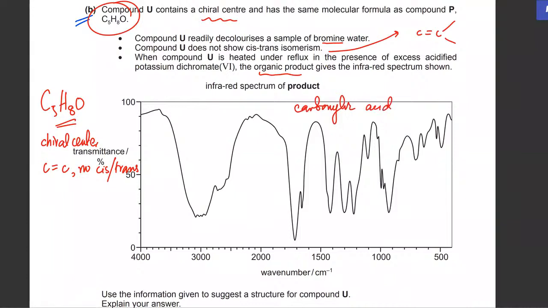And is this a carboxylic acid? It is, क्योंकि there's a broad absorption. So there's this broad absorption. तो हमें पता तो लग गया कि the product is carboxylic acid.